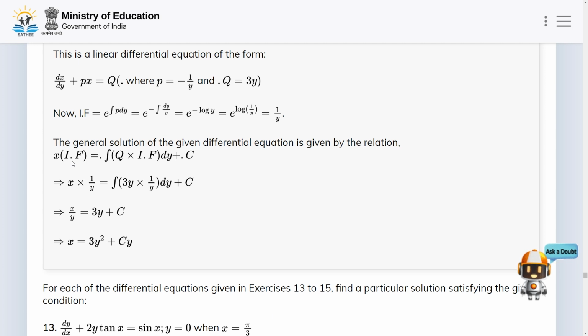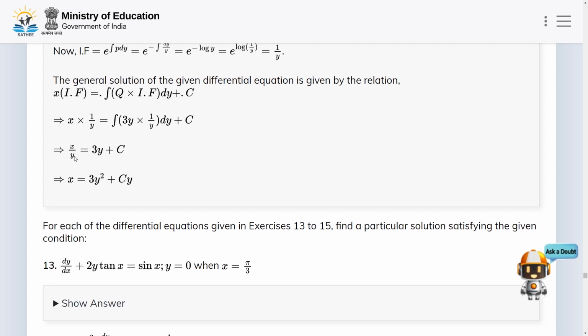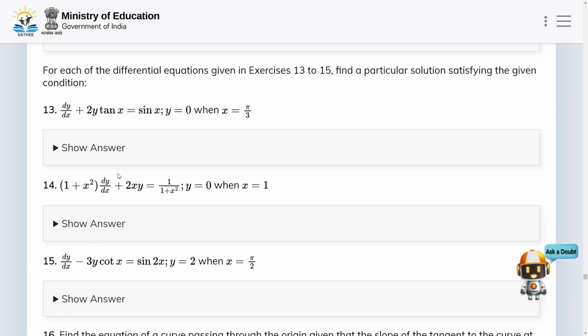You will have x multiplied with integrating factor is equal to integration of q multiplied with integrating factor dy plus some constant. This means x by y is equal to 3y plus c. After integration you will get this. After rearranging some terms you will get x is equal to 3y square plus cy as your general solution. Now here you have to find the particular solution.